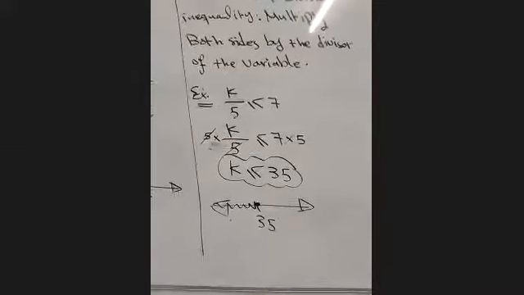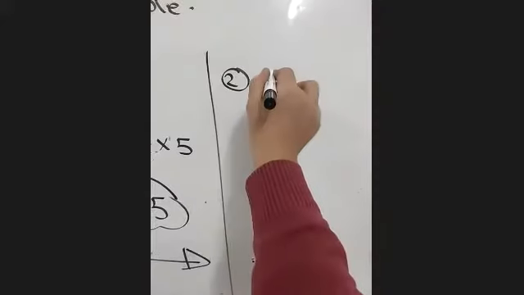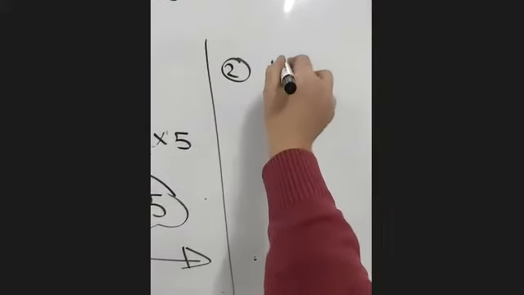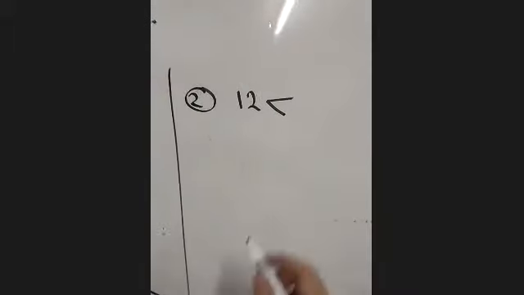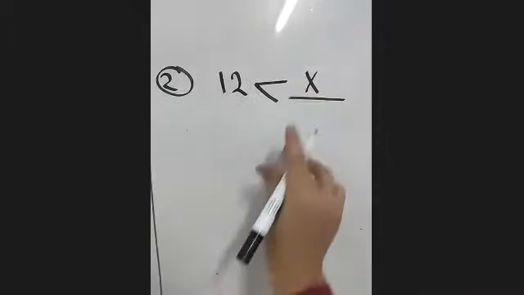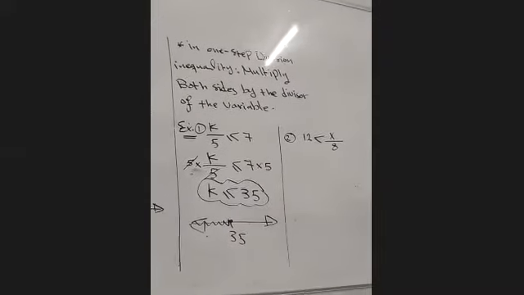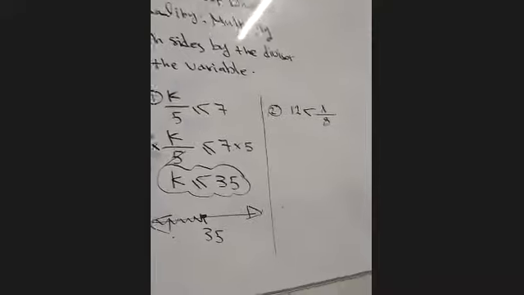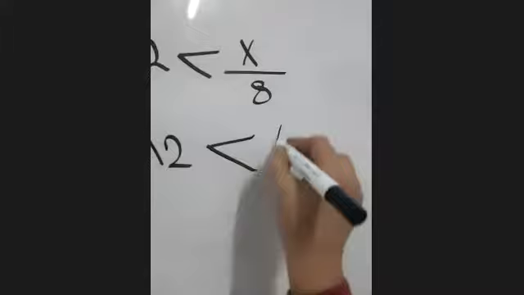Okay, now let's take another example about division. For example, if we have 12 less than x over 8. Now the first step, let's rewrite the inequality: 12 less than x over 8.